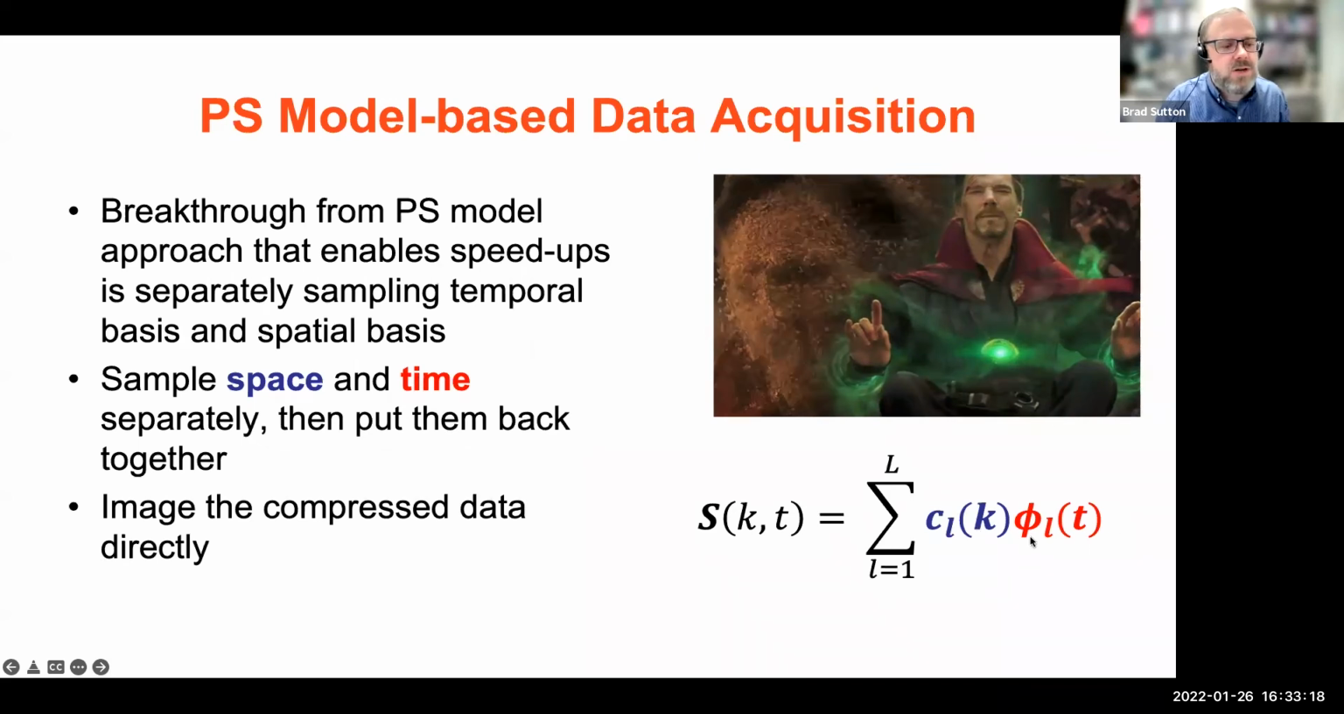So we have these 2 terms that are put together here. We have a spatial term and a temporal term. We can sample them separately and put them back together. So we're basically imaging the compressed data directly. And that is what has allowed us to make huge advances, because we don't have to get the 890 million points. We can actually just sample the 72 million from the first part.